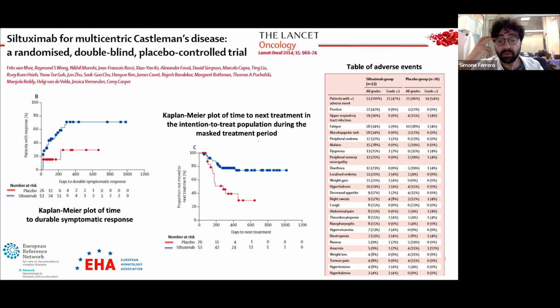But what is also very important, on the right, is the table of adverse events. And as you can see, this table is almost blank. So there are very, very few adverse events of grade 3 or more, mainly fatigue, localized edema, night sweats, and so on. No infectious disease.